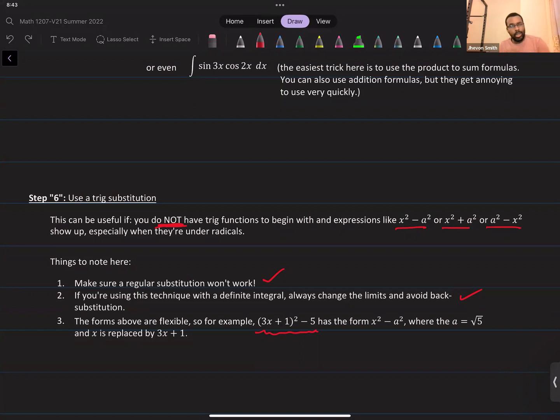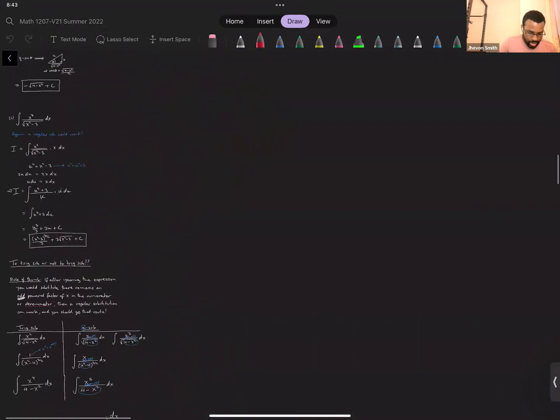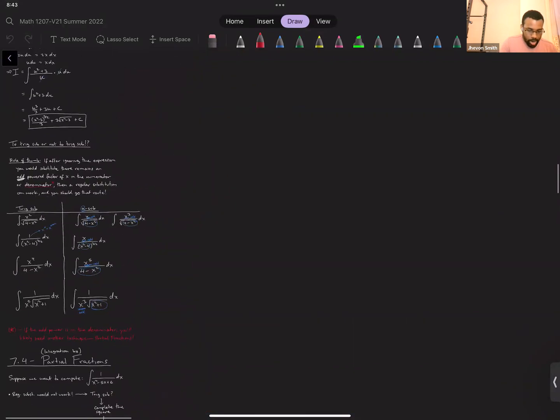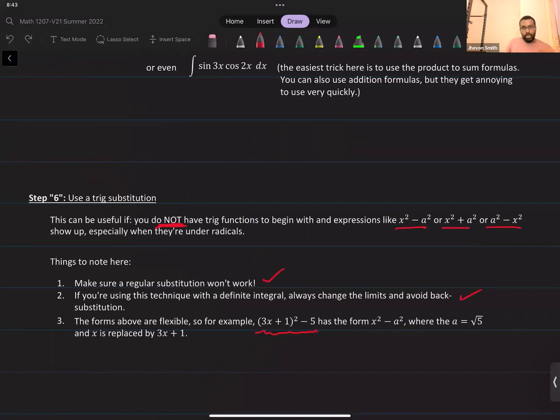And I spoke about how to tell when a trig sub versus a regular sub would work versus not work. We did that when you look at the odd power, right? There's a very nice eyeball test between the power of x, whether it's odd or even elsewhere in the function. So assuming that you don't have trig functions to begin with, one of these three situations is true, and you've already tried a regular substitution, a trig sub might be the way to go.